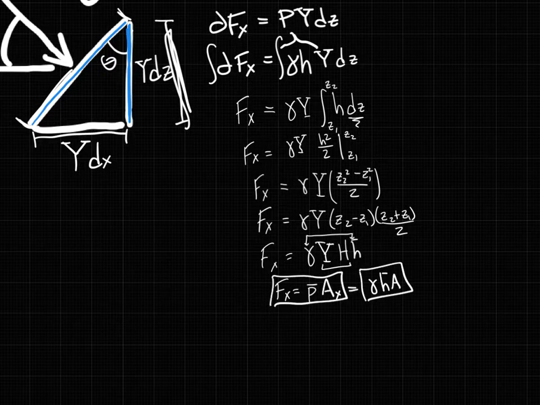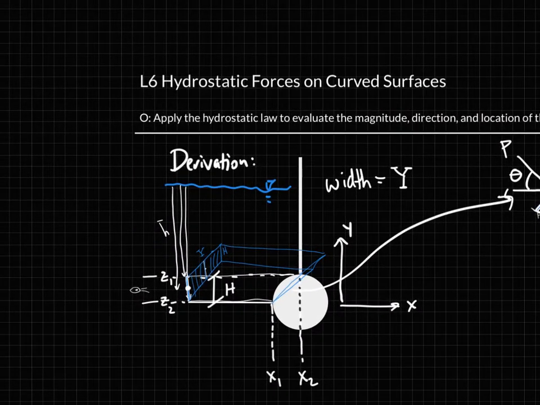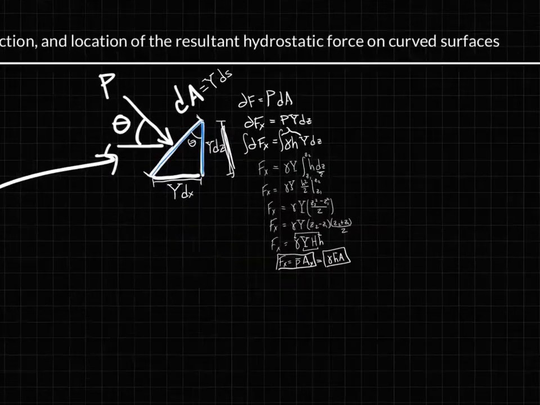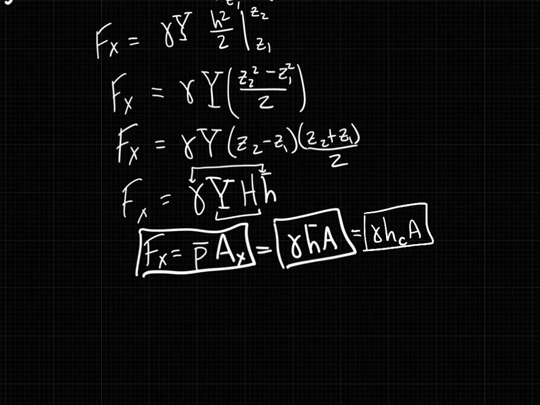Oh, I used the bars. This needs to be a centroid, right? Sorry about that. I forgot about the differences in the book. So this is H sub C, the depth of the centroid, and this one down here depends on the book. Your book will do it like this: gamma, depth of the centroid, times area X. It does look like your book is just going to call this area X. I think it's important to note that this is the area in the horizontal direction.